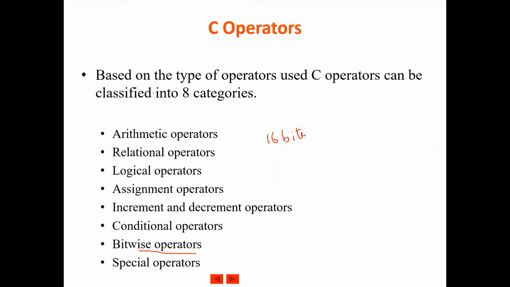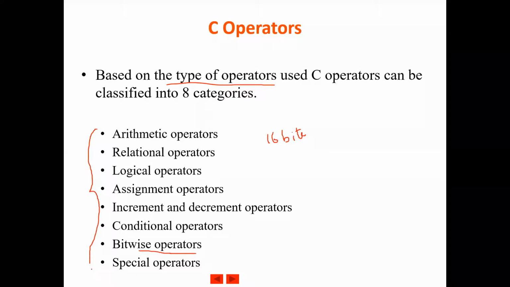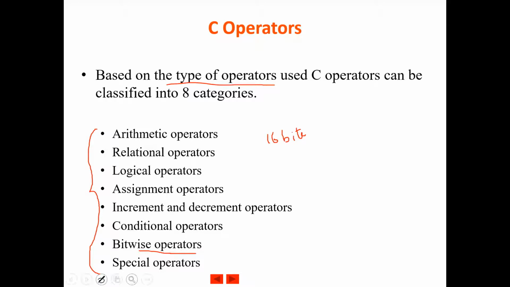Now this is based on the type of operators. We have 8 categories. In some textbooks you will see a different order, but whatever set of categories is given in Balagurusamy, that only I have given here. This is a sure question for the university exam: what are the different operators in C? Got it? All should know. Arithmetic operator, relational operator, logical, assignment, increment and decrement, conditional operator, bitwise operator, special operator. All these you have to study.